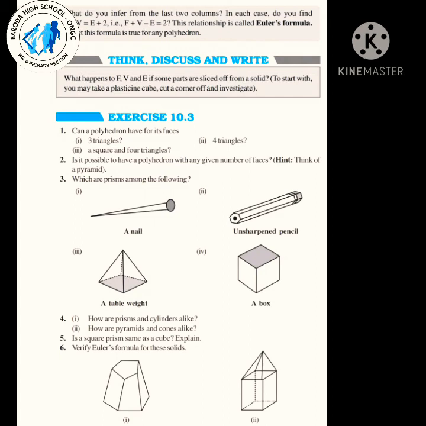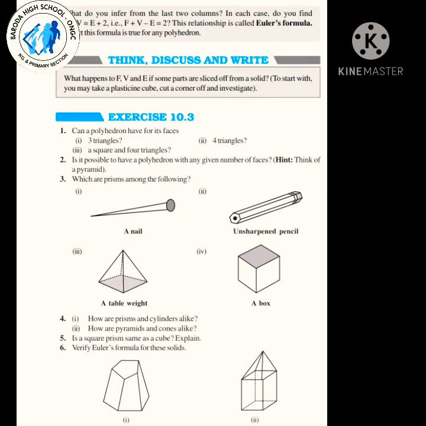Now question number 6. Verify Euler's formula for these solids. So the first one, as you can see, can you count the number of faces? 1, 2, 3, 4, 5, 6 and 7. One at the top, second at the bottom, and you can see it is a pentagon, so it will have 5 side faces. Now you'll have to count the number of edges, that comes to 15, and the number of vertices, which comes to 10.